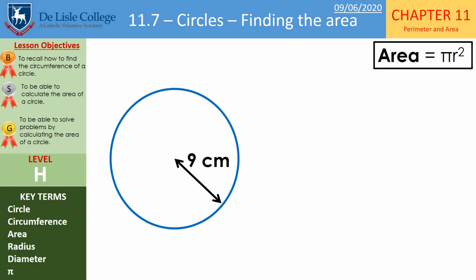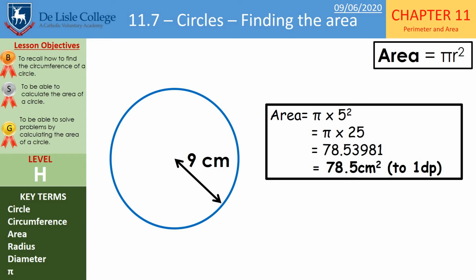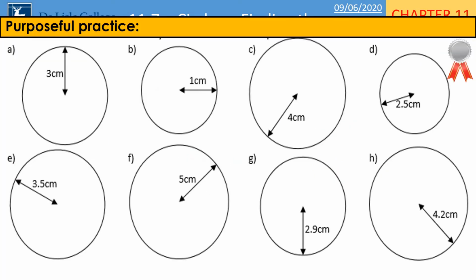So, here's one more. That should be pi times 9 squared. We'll skip that one quickly. So, pause the video while you have a go at these, please. Draw the circles out, show your working out, show the long decimal, and then round your answers to 1 decimal place, please.